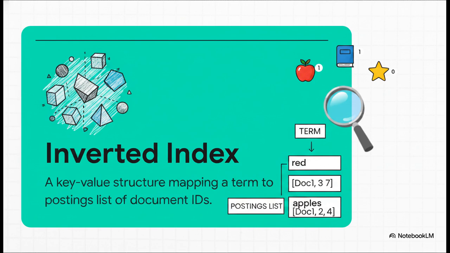The data structure that makes navigating this beast possible is called an inverted index. It's a key-value structure where the key is the term itself and the value is what's called a postings list. And that's really just a list of numerical IDs for all the documents that happen to contain that specific term.